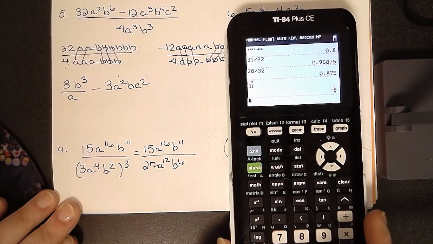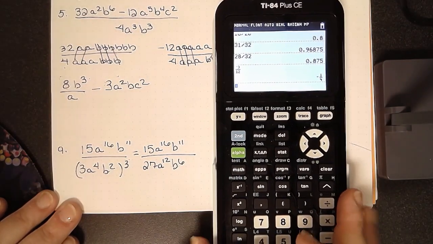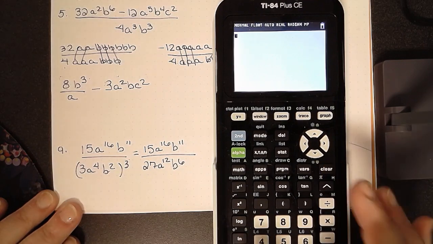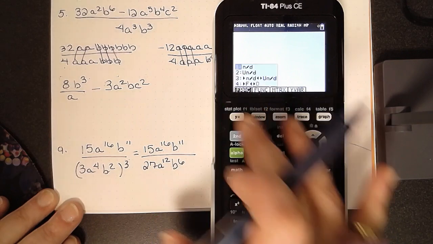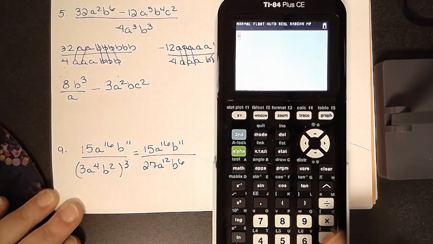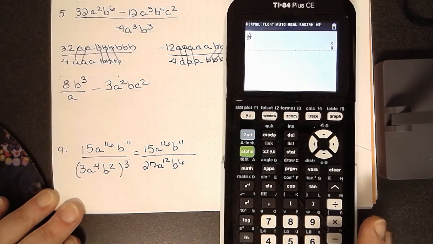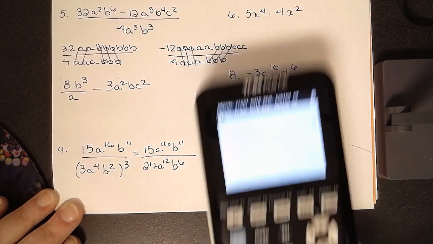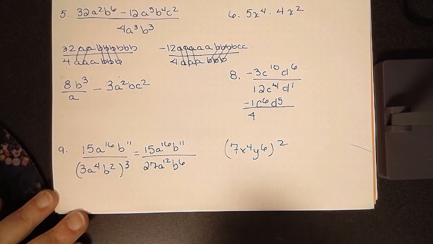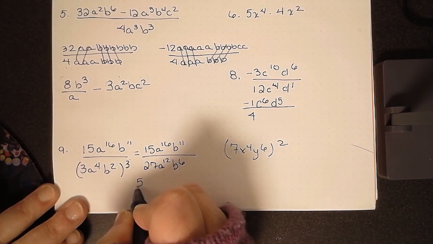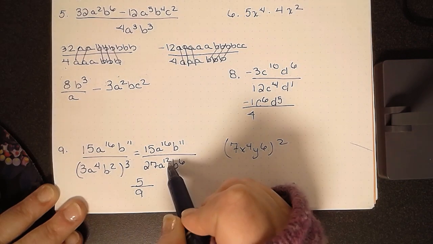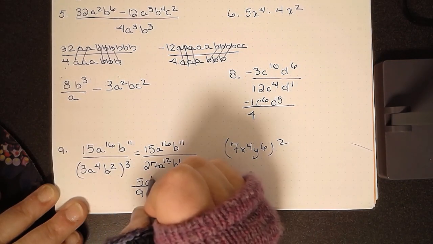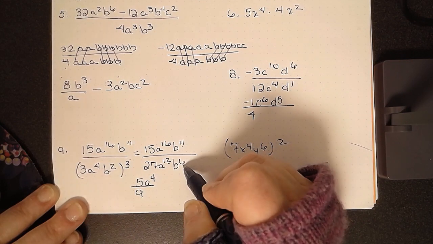So I'm going to go ahead and reduce 15/27 in my calculator. So I'm going to do alpha y equals, and on the top I put 15, and on the bottom I put 27, and I get 5/9. So this ends up being 5/9. And then a to the 16 minus 12, which is a to the 4th, and b to the 11 minus 6, which is b to the 5th.